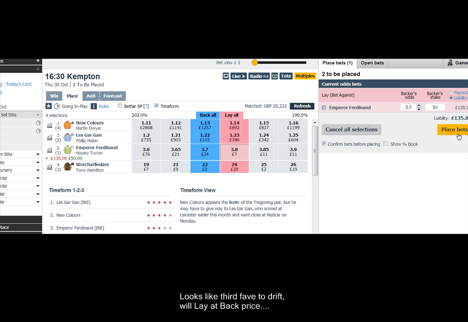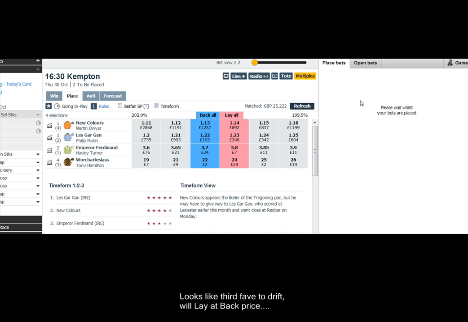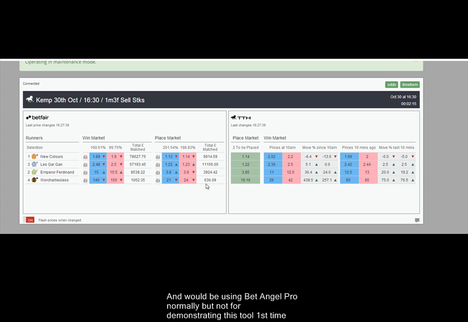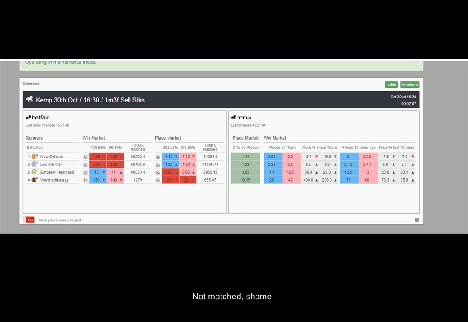And we're going to lay here. We're going to lay at 3.7, with the two favourites coming in. Then there's every likelihood that the third favourite will drift. We've got it higher, slightly higher, and you can see the last 10 minutes it's going up, up, up.